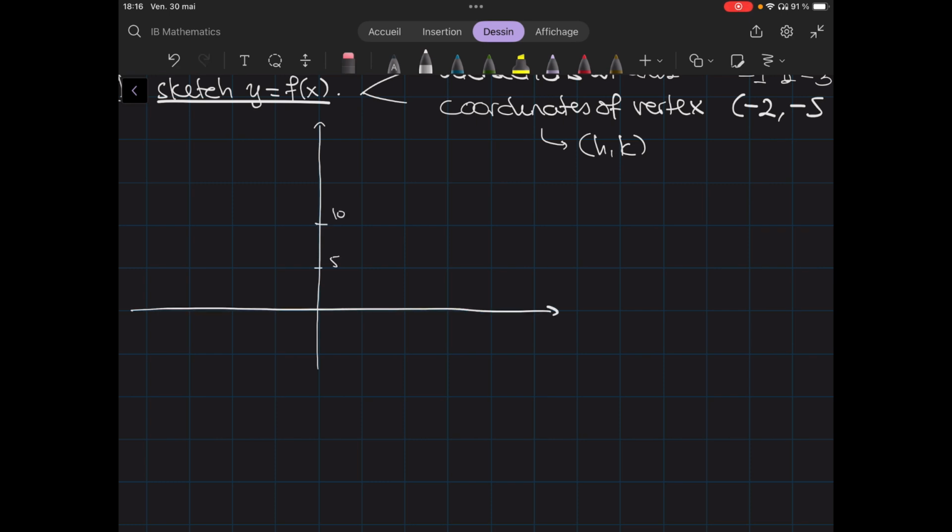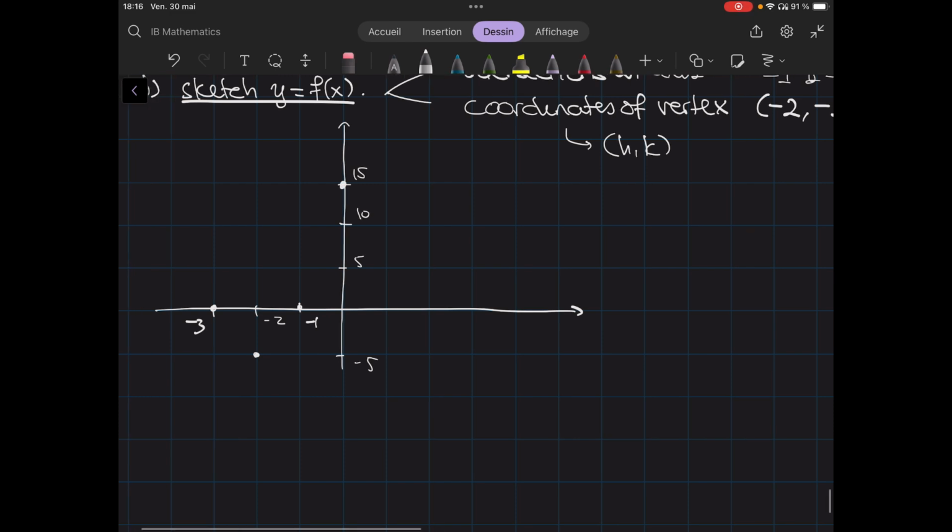5, 10, 15, -5, -3, and -2. The vertex is at (-2, -5). The roots are at -3 and -1. The y-intercept is at 15. Because of symmetry, it will also have to pass this point over there. So let's join the points. Joining the points will give us this smooth curve.